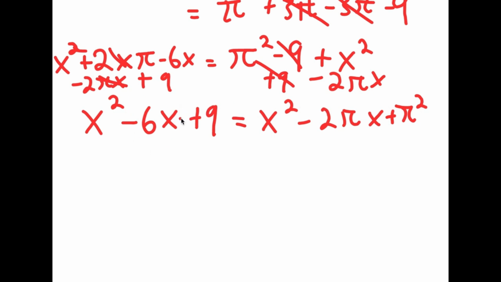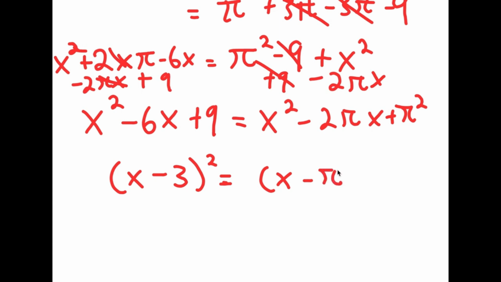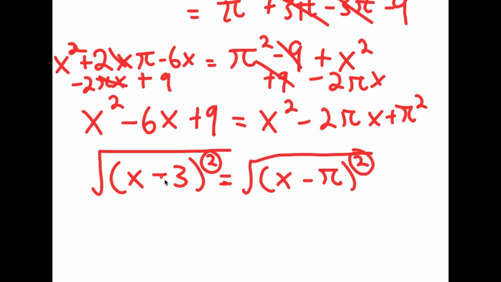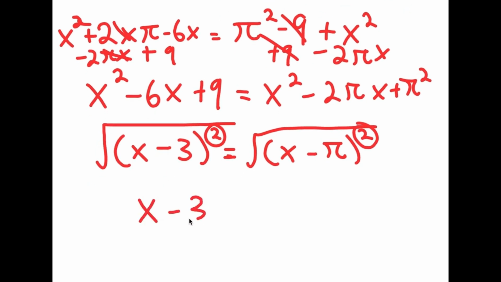And now, x squared minus 6x plus 9 factors into (x minus 3) squared. And x squared minus 2 pi x plus pi squared is the same thing as (x minus pi) squared. So I have (x minus 3) squared is equal to (x minus pi) squared. And now I want to cancel these two squares, so I'm going to take the square root on both sides. So the square root of (x minus 3) squared is equal to x minus 3, and the square root of (x minus pi) squared is equal to x minus pi. So I get x minus 3 is equal to x minus pi.